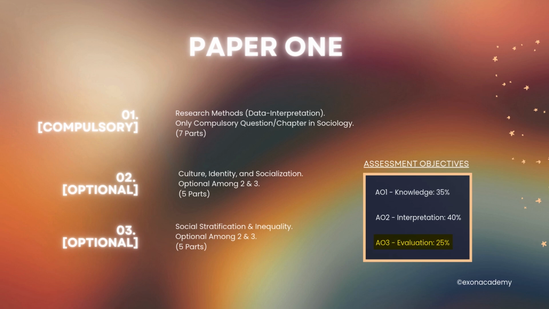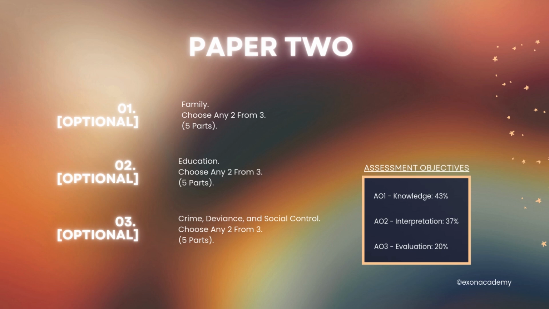Now coming towards paper number 2, similarly to paper 1, you need to attempt 2 questions, but there is more choice available here. Out of the 3 chapters of P2, you can only choose to prepare 2, the ones you would actually be attempting in the exam. Another major difference of P2 is its emphasis on knowledge. Its assessment objectives highlight the importance of general acumen regarding sociological terms. Knowledge of the candidate is prioritized, with it having a 43% stake, interpretation having a 37% stake, and evaluation having a 20% stake.